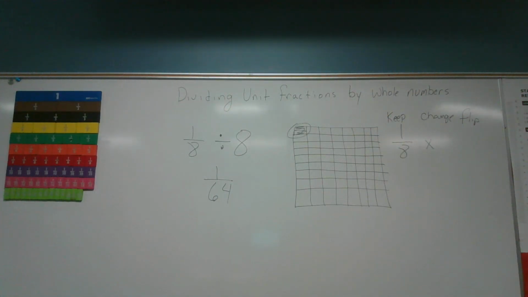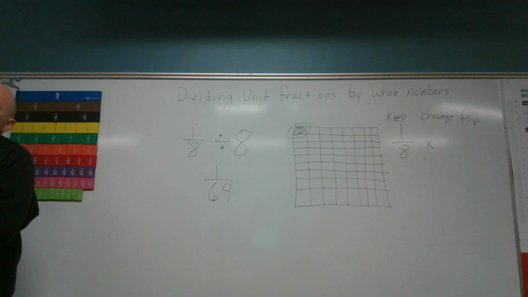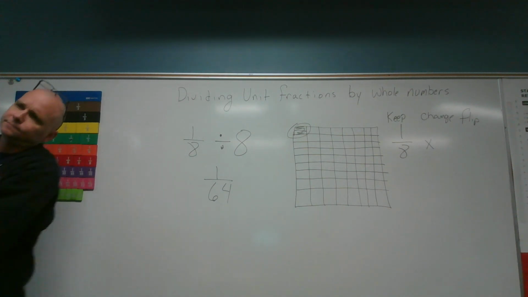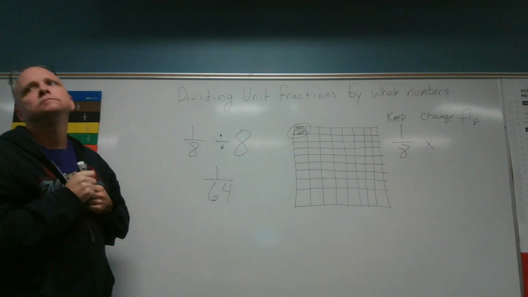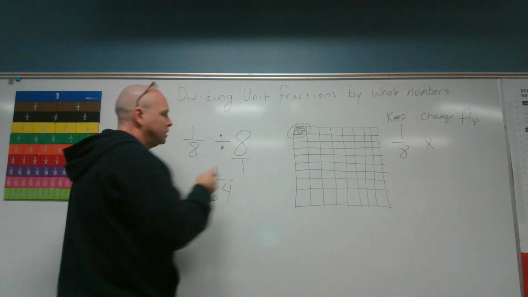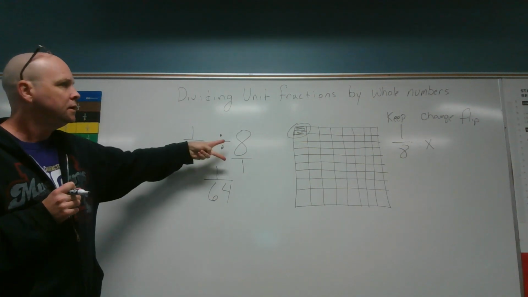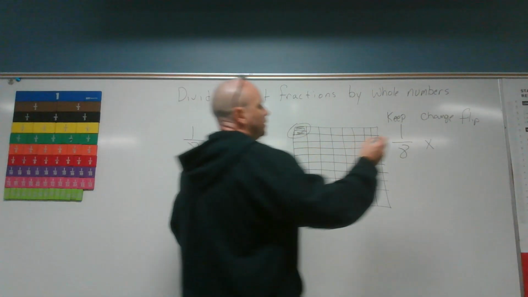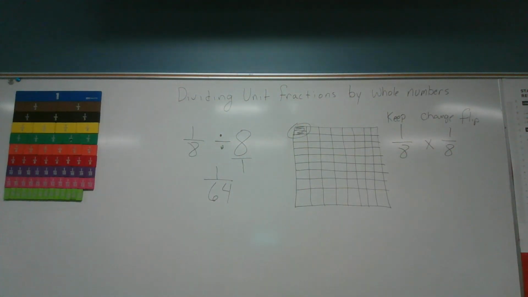Well, wait a minute. Jason, this is not a fraction. How can I make 8 wholes a fraction? Make 8 your numerator and 1 your denominator. Good. So 1/8 divided by 8 is the same as 1/8 divided by 8 over 1. So if I flip my second fraction, then it becomes 1/8.